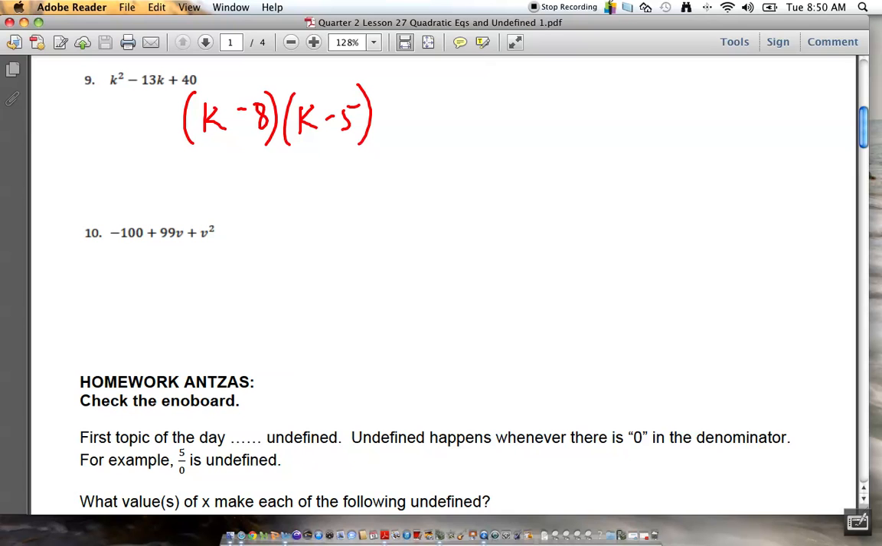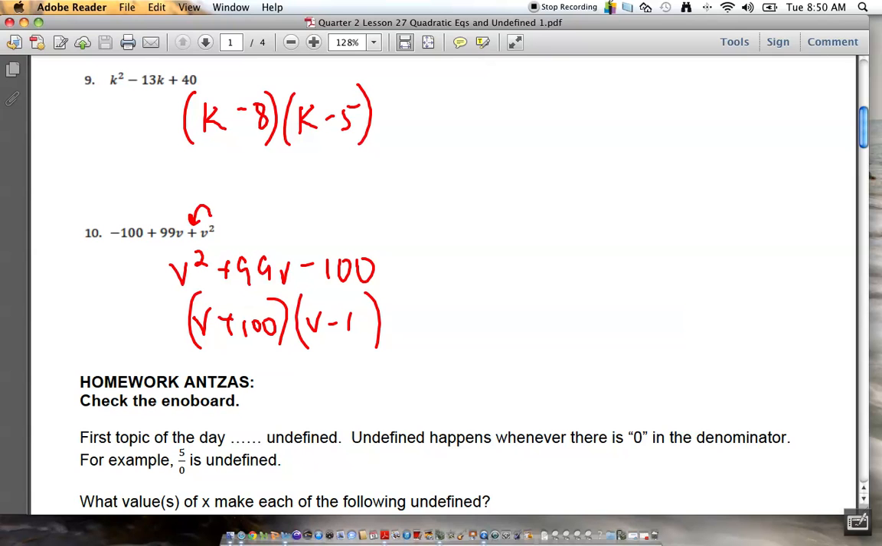And the next one is very, very strange, because I put the number first. It's very uncomfortable. What I would like to see you do with one like this, do you see how this v squared is positive? I would rearrange it: v squared positive, 99v positive, 100 negative. Then I would factor this as normal. This should be very comfortable to you. What would this one be? V plus 100.